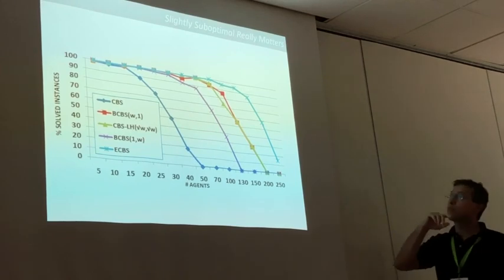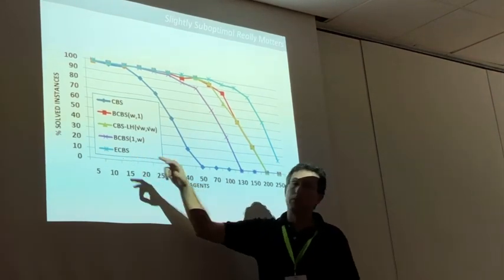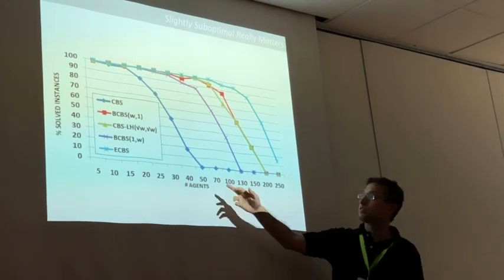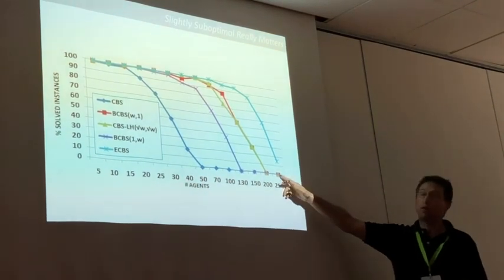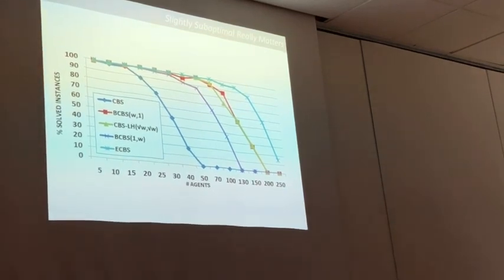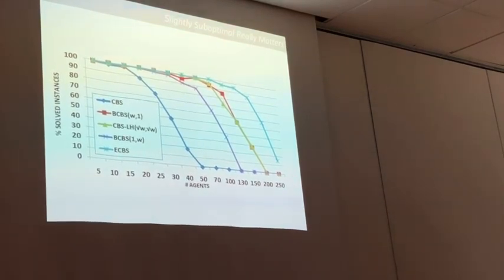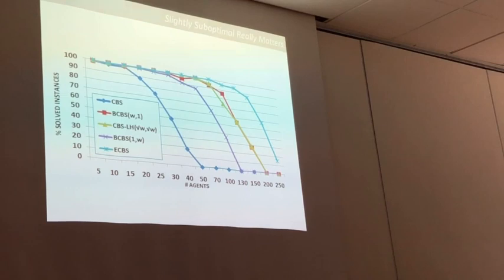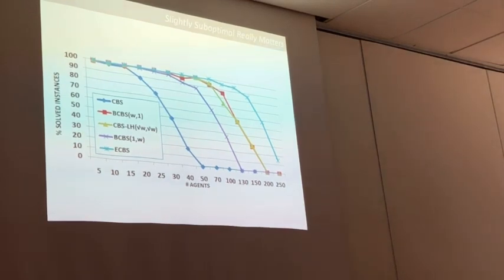But what I want you to look at is the ECBS algorithm, which is a bounded suboptimal search algorithm. You can see that while CBS solves 50 agents, ECBS can solve 250 agents. And there are two things to note. First of all, you remember the problem is double exponential in the number of agents. So if you go from 50 agents to 250, I think that's pretty cool. Okay, I'm biased, but I think it's really cool.